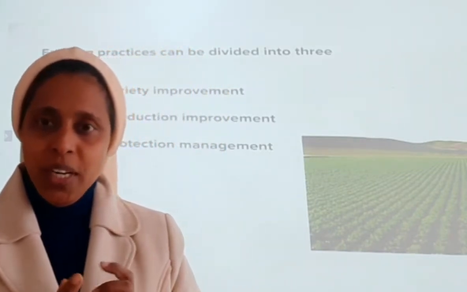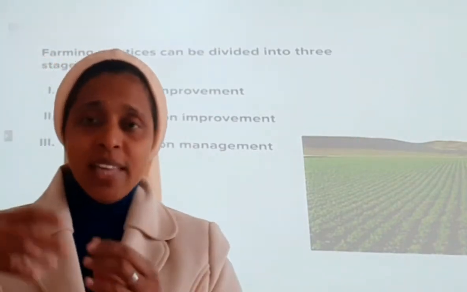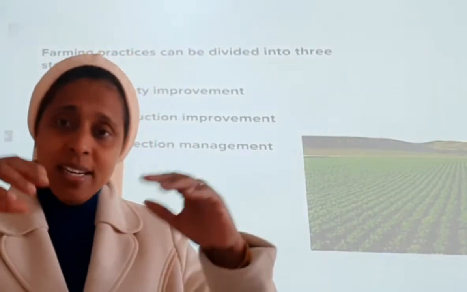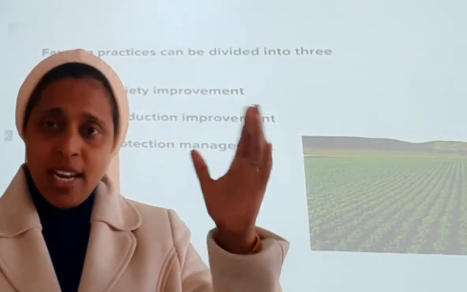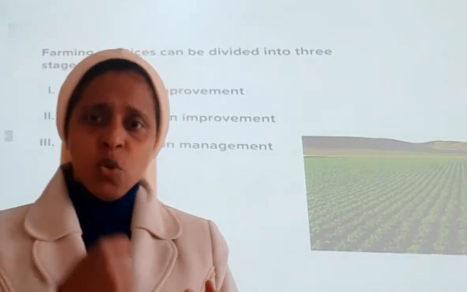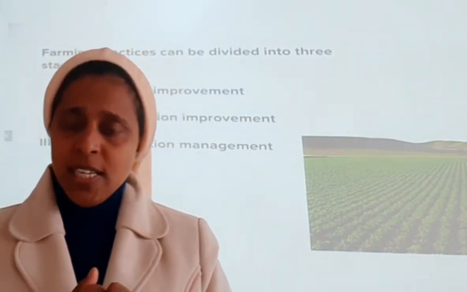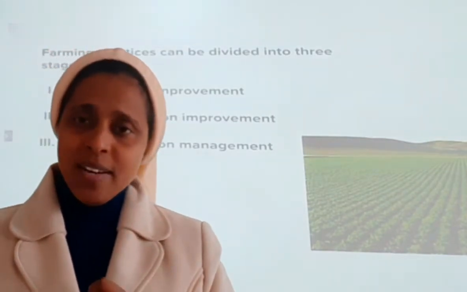And the second point is crop production improvement. So what do we do here in the crop production improvement? With the help of fertilizers and manures, we will be increasing the production level. We can increase the production level by adding some fertilizers, some manures, and maybe in 2 months we will get a better seed. So that is what we mean by crop production management.